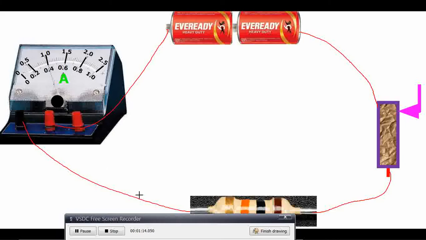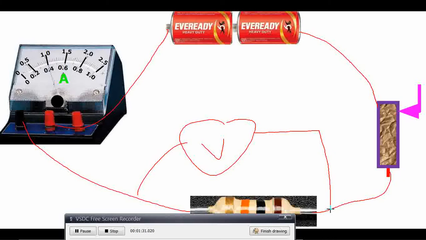Then, since we want to determine the voltage drop across the resistor, we are going to place the voltmeter across the fixed resistor. We can place it elsewhere as well, and I'm going to explain why.